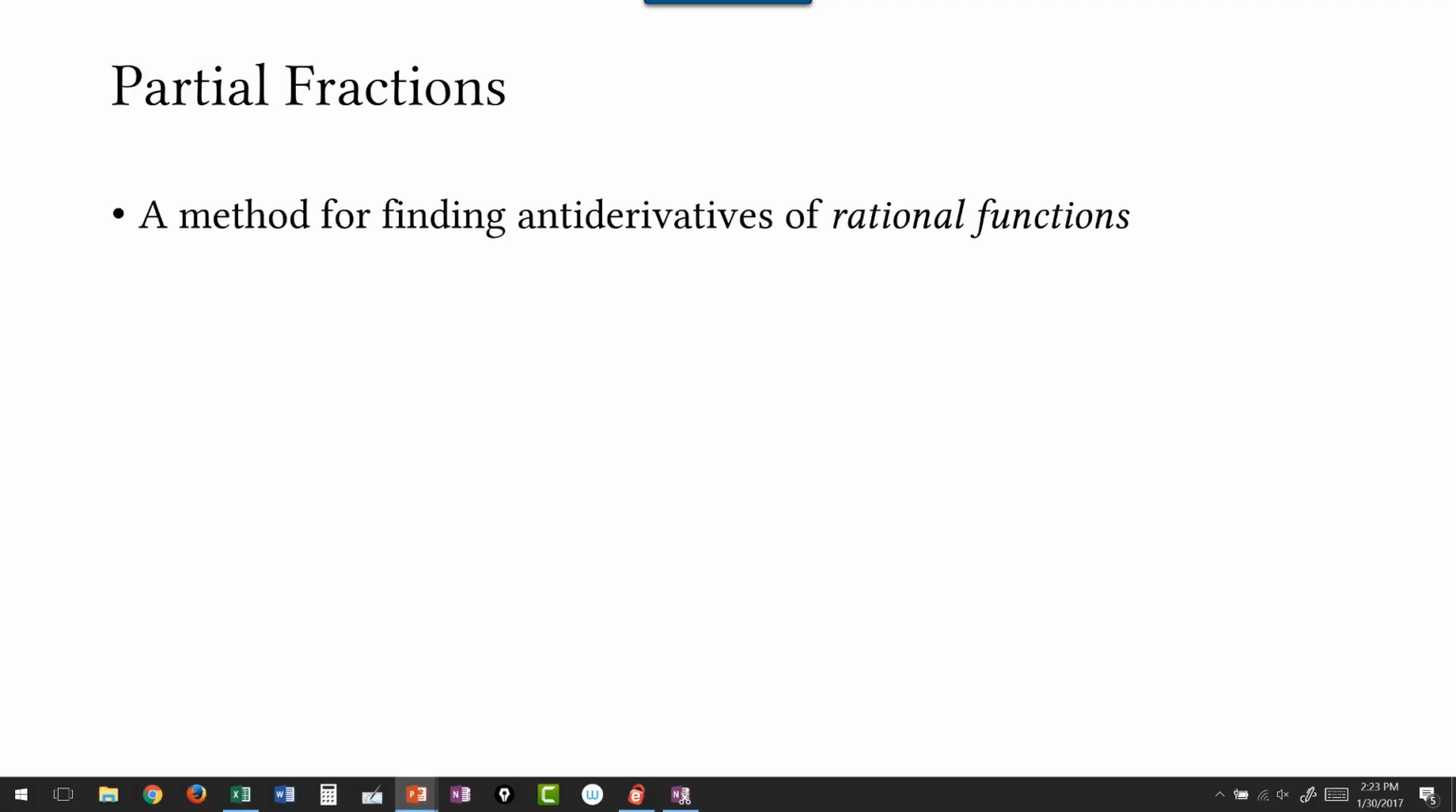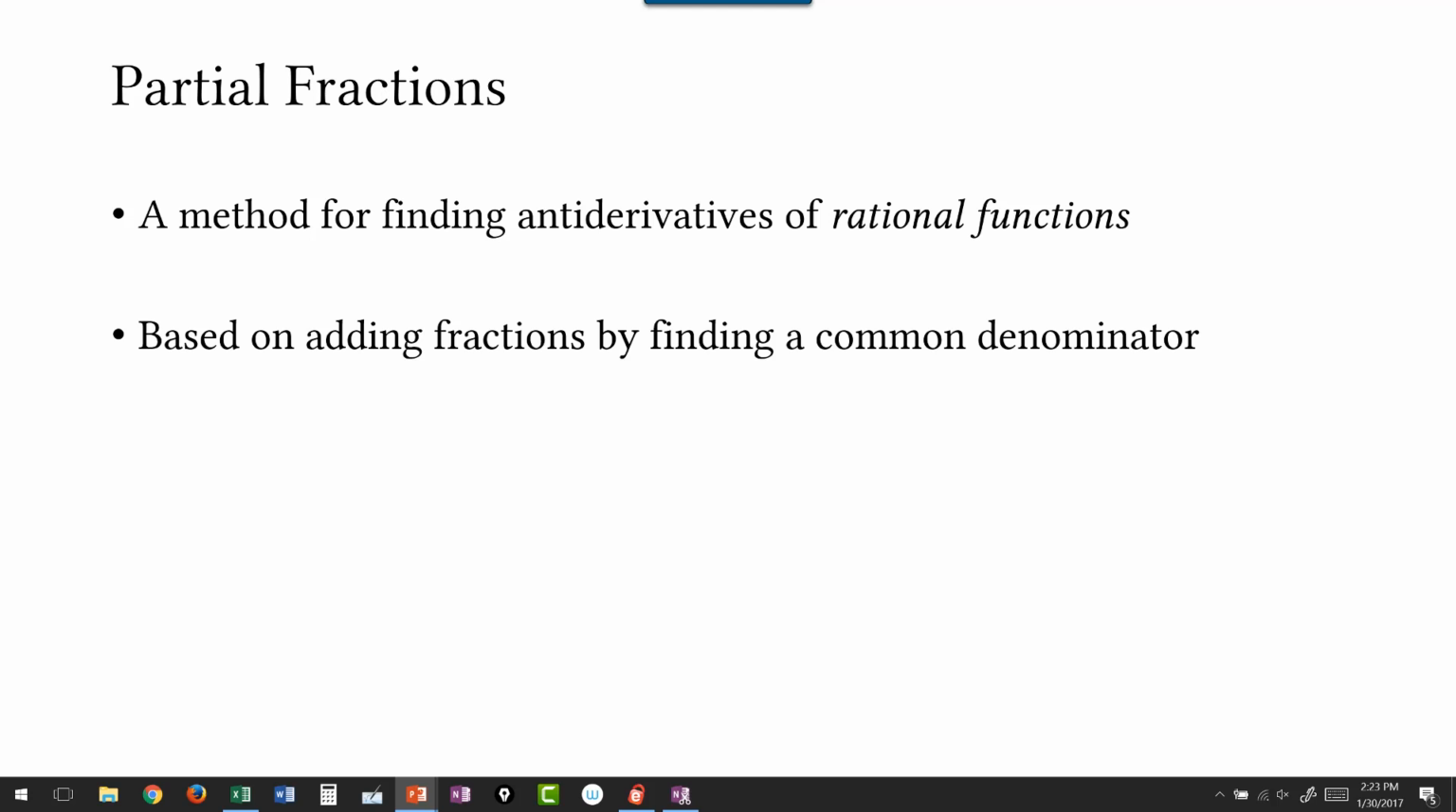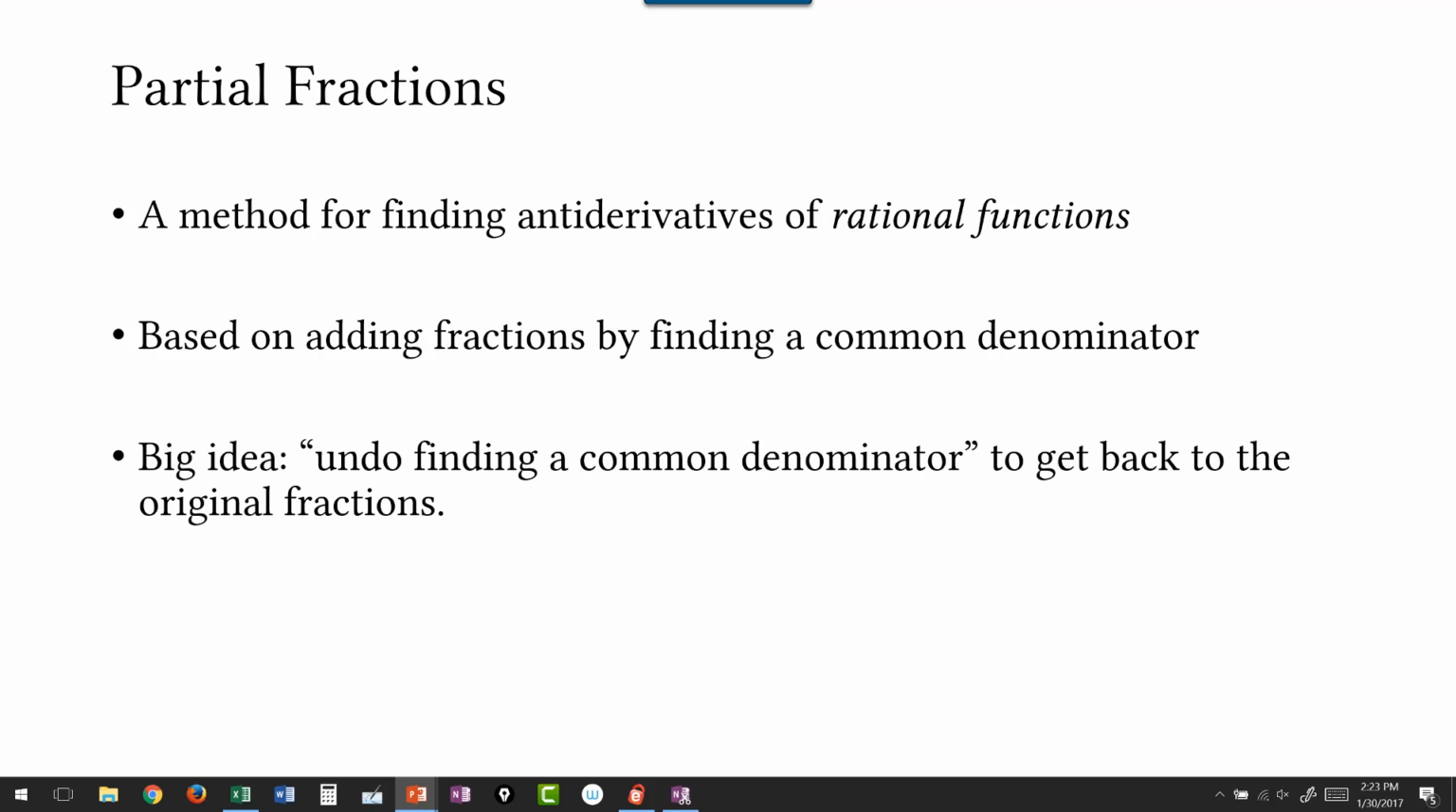So the method of partial fractions is designed to be used with rational functions. The method takes advantage of the idea of adding fractions by finding a common denominator. And the idea behind the method is to figure out a way to undo finding a common denominator to get back to what we think of as the original fractions. What will end up happening is we'll take the integral of a difficult function, a rational function, and we'll replace it with integrals that are much easier to do.